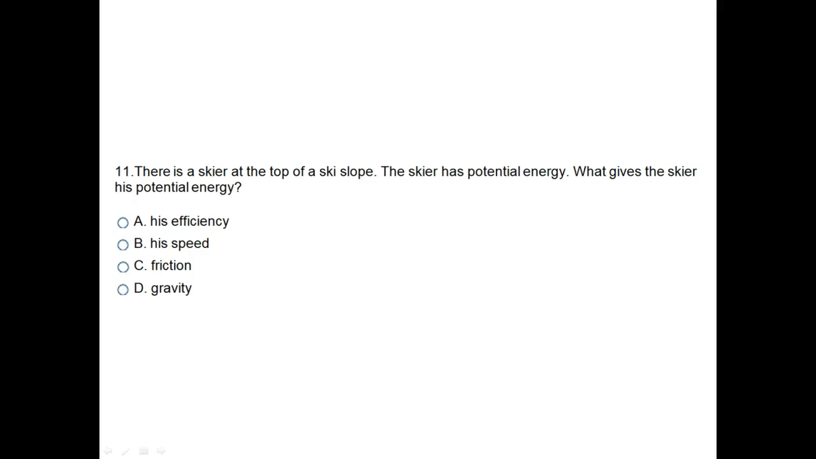Number 11. There is a skier at the top of a ski slope. The skier has potential energy. What gives the skier his potential energy? A. His efficiency. B. His speed. C. Friction. Or D. Gravity.